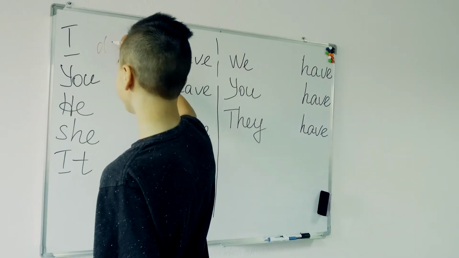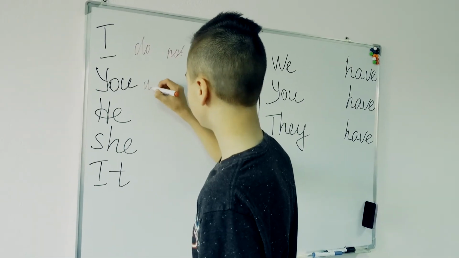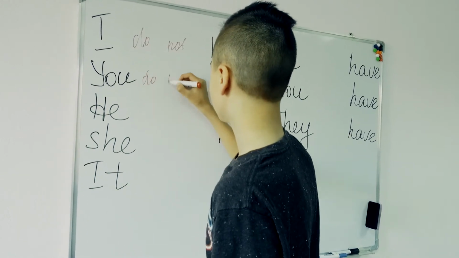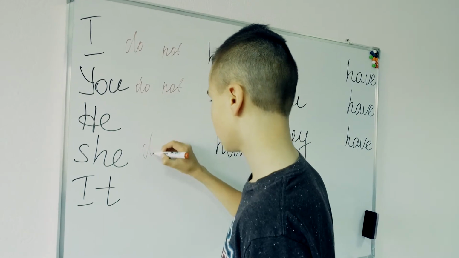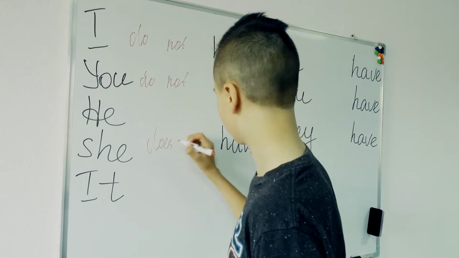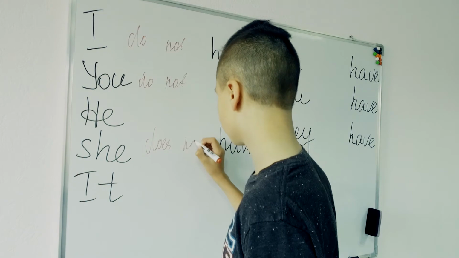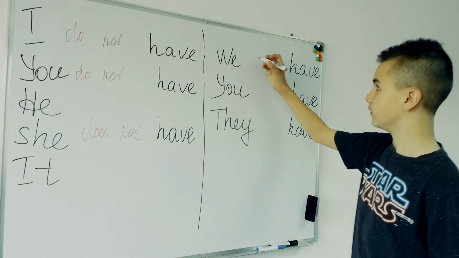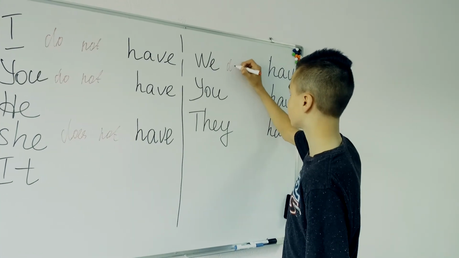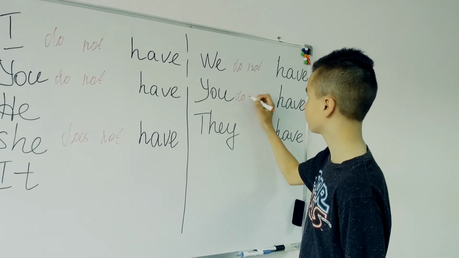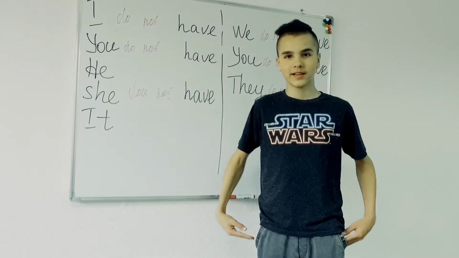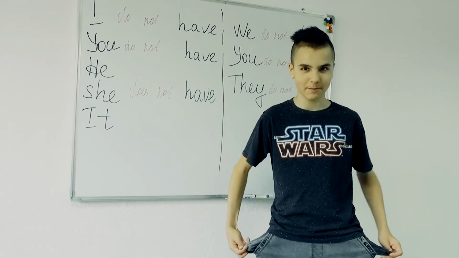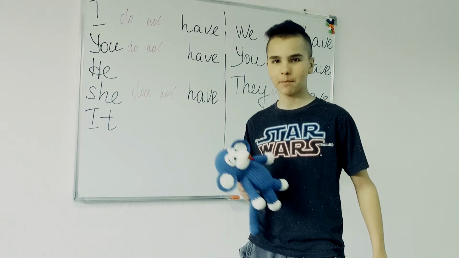To make it negative, we should use do not or does not before the verb have. I do not have. You do not have. He, she, it does not have. We do not have. You do not have. They do not have. For example, I do not have any money. I don't have a monkey.